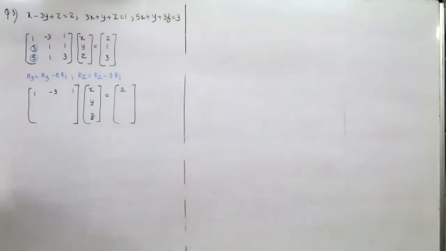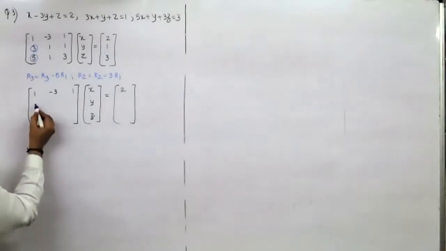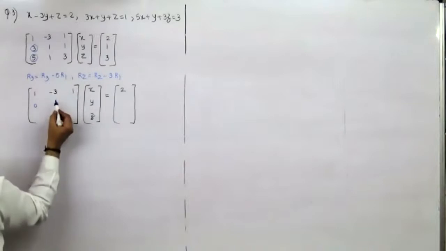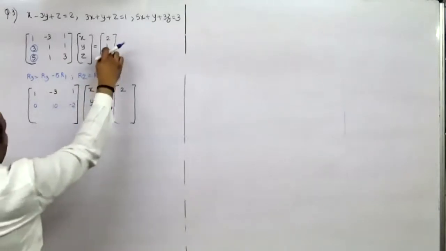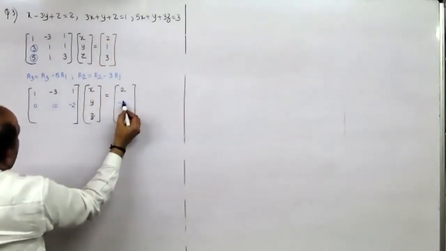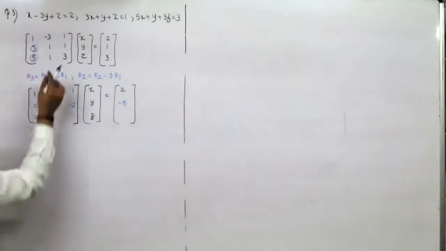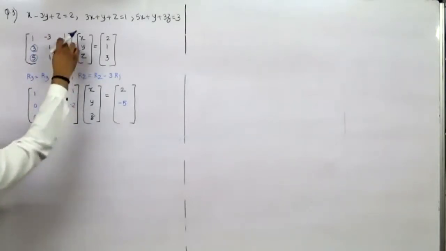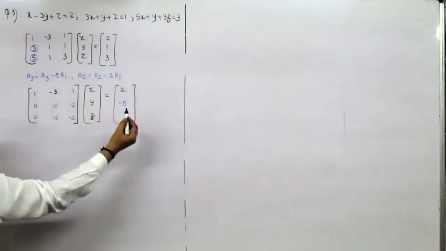Now, R2 minus thrice of R1. So 3 minus 3 times 1. 1 minus 3 times minus 3, 1 plus 9. 1 minus 3 times 1. 1 minus 6. R3 minus 5 times R1. 5 minus 5 times 1. 1 minus 5 times minus 3. 3 minus 5 times 1. 3 minus 5 times 2.